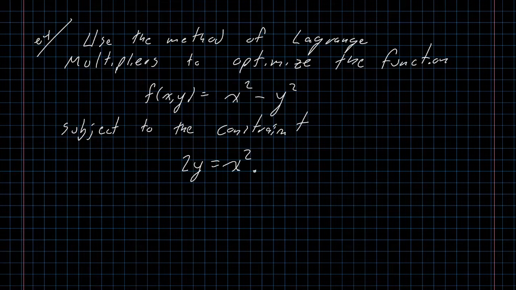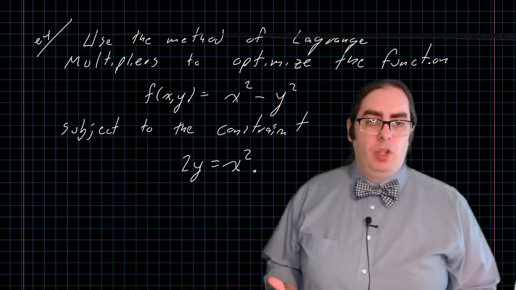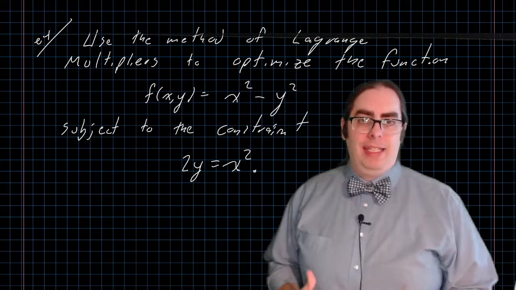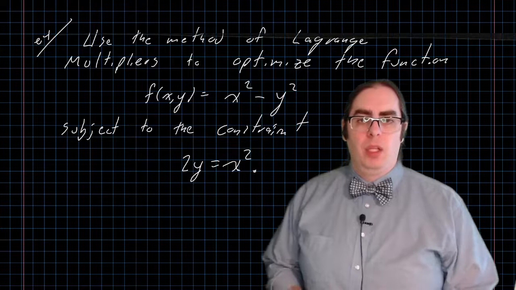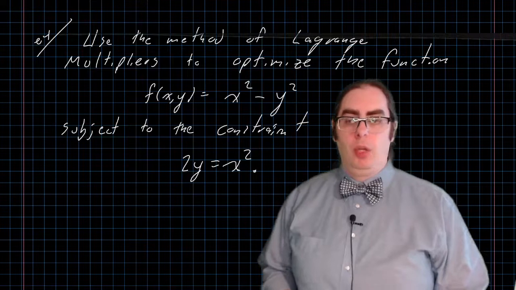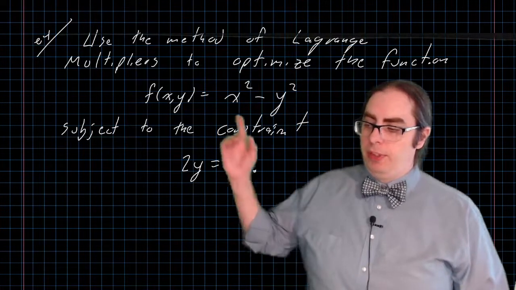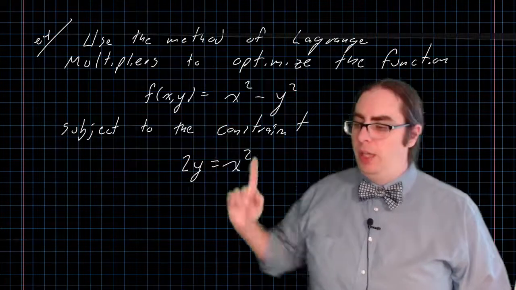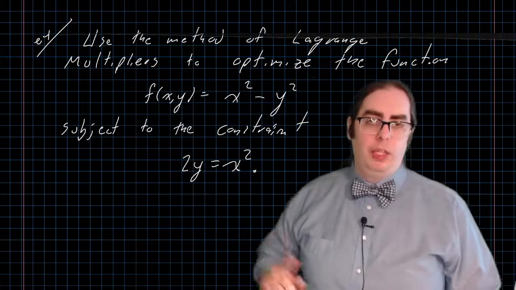Here is a similar problem for you to try. I'd like you to use the method of Lagrange multipliers to optimize the function f of x and y equal to x squared minus y squared, subject to the constraint that 2y is equal to x squared. Compared to the one that we did, this one doesn't involve processing the application and coming up with the equations on your own. I'm giving you an optimization function, f of x and y equals x squared minus y squared. I'm giving you a constraint, 2y equals x squared.